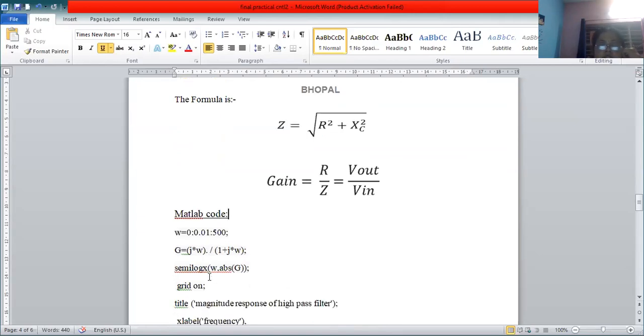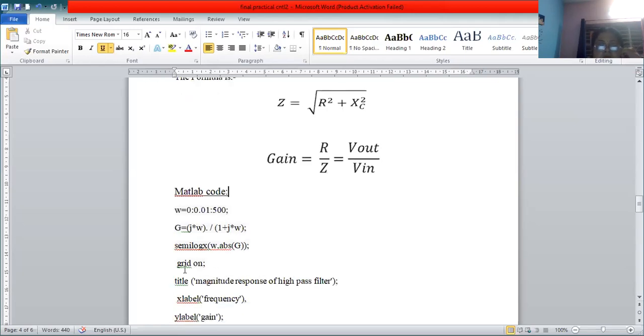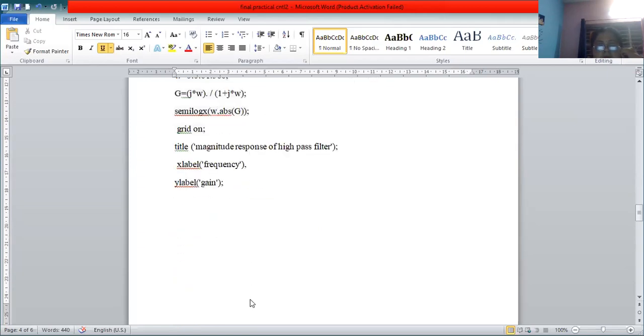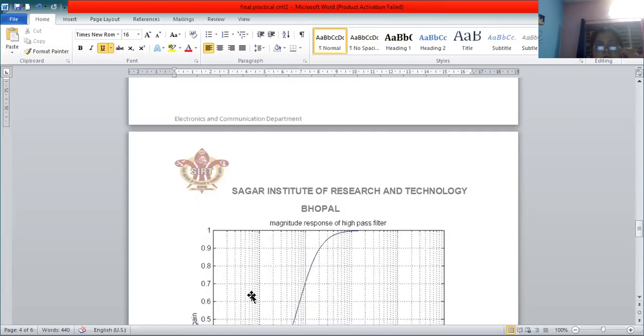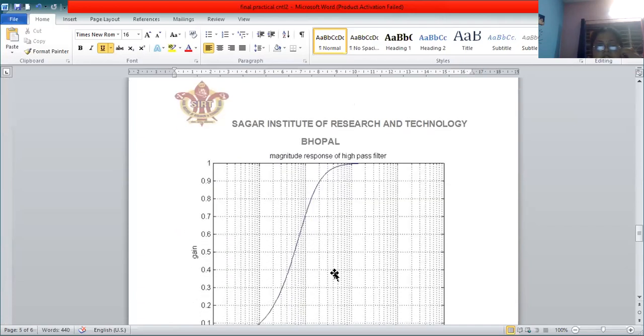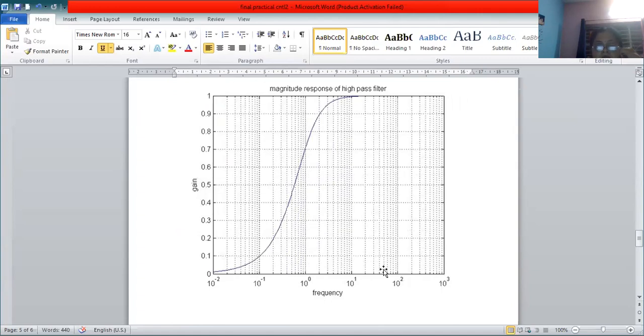The magnitude response is always drawn on the semilog paper. So we have used the semilogx command, which will plot W on the x-axis, and the absolute value of gain will be plotted on the y-axis. We have put the grid on. We have made the title as magnitude response of the high pass filter, X label as the frequency, and Y label as the gain. And when we run this program in MATLAB, the response of the high pass filter comes like this. Now, I will also discuss this program by sharing the MATLAB.